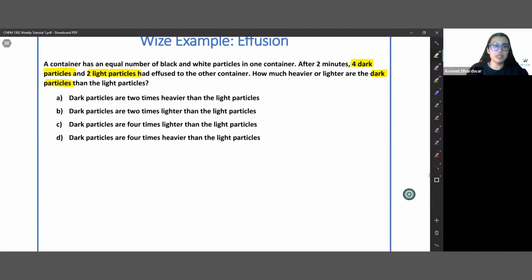Now, if you look at the options, some of them say that the dark particles are heavier and some say that dark particles are lighter. So vote A if you think the dark ones are heavier, or vote B if you think the dark ones are lighter, just based on the information right in the question.